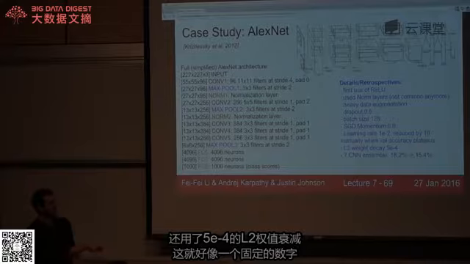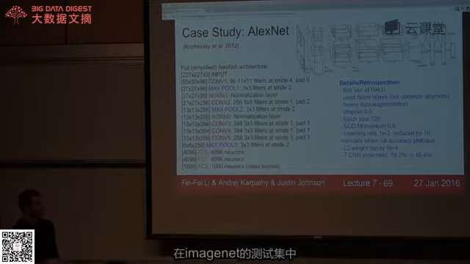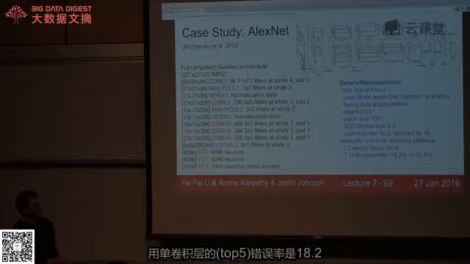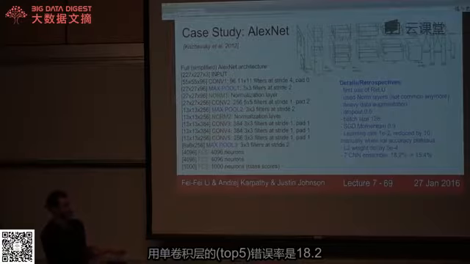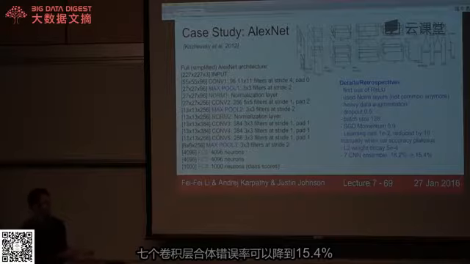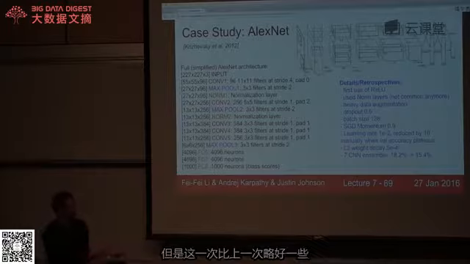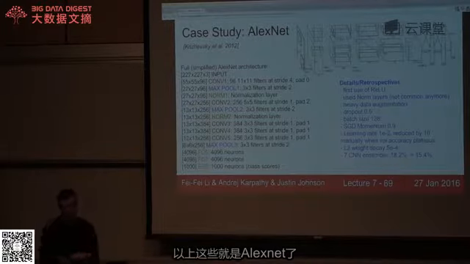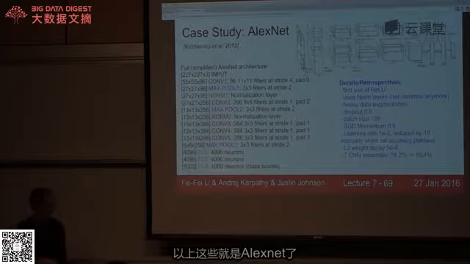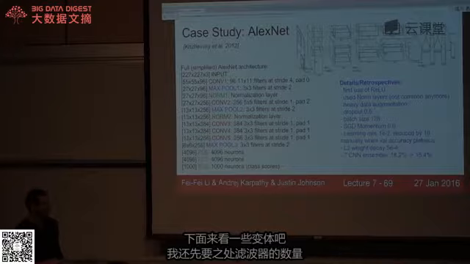And so these are rough numbers I'm showing you just so that you have a single example of what people use in practice in terms of these hyperparameters. And the performance on the ImageNet test set for a single convolutional network was 18.2% error. If you form a 7 convolutional network ensemble, you get 15.4% error. So if you remember from last lecture, you're supposed to get 2% extra when you do an ensemble. In this case, we're seeing a bit better than 2%. So, the approximate rule. But yeah, so that's the AlexNet. So we're going to see some variations of this now.